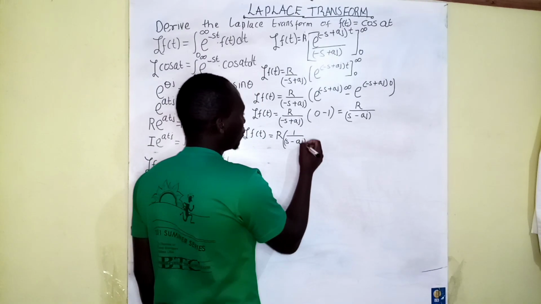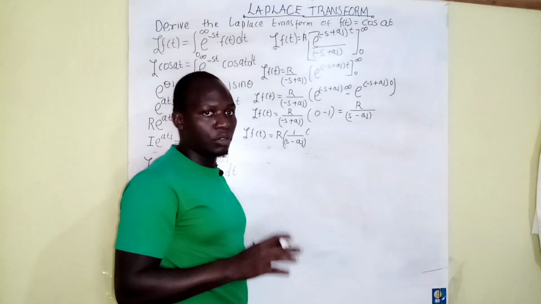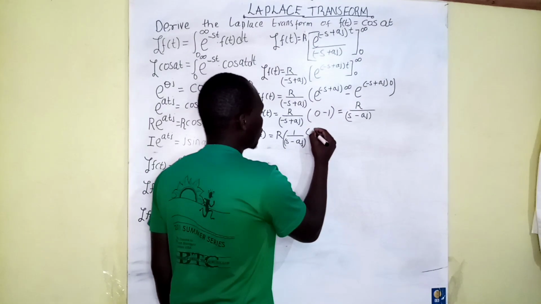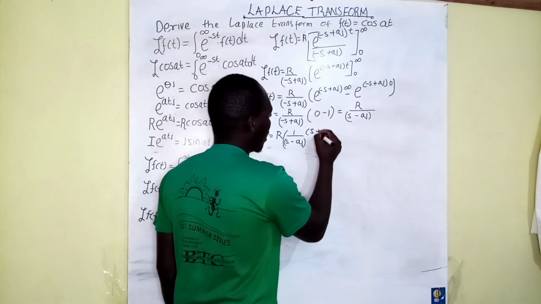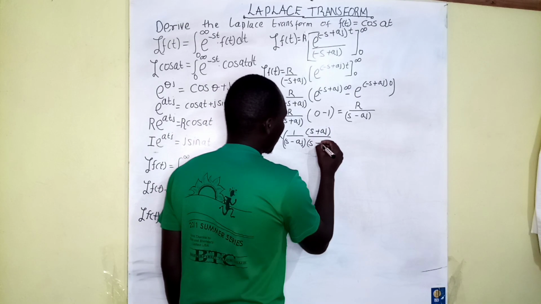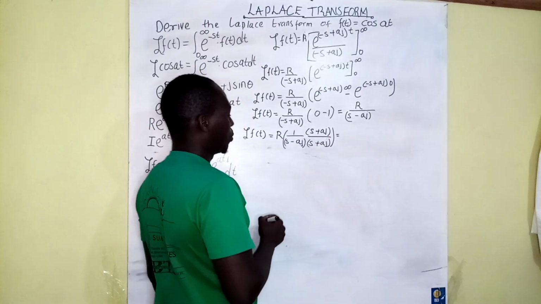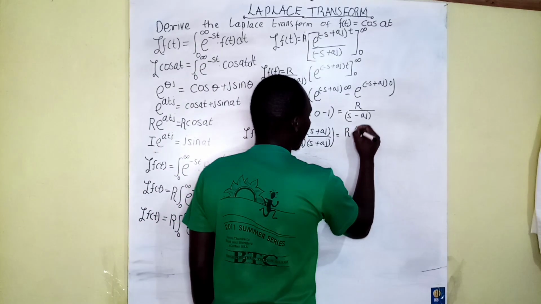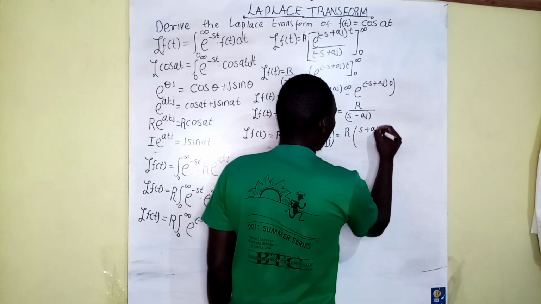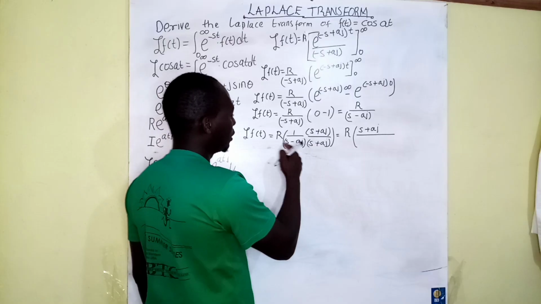By rationalization, we are going to multiply both the numerator and the denominator by the conjugate of whatever we are having here. So this is the conjugate, s, we add to jω over s, we add to jω, which is going to equal r into, on the numerator, we are going to have s, we add to jω, over, on the denominator, we are going to multiply the two.